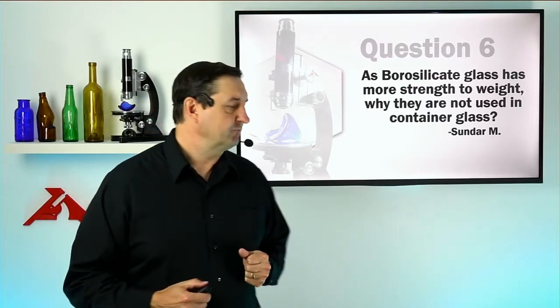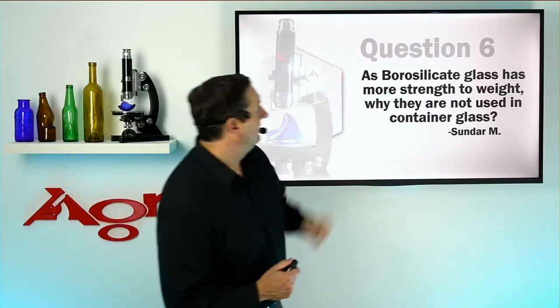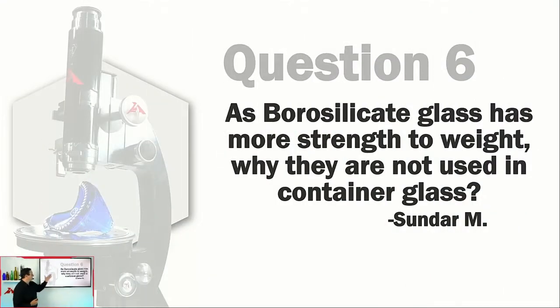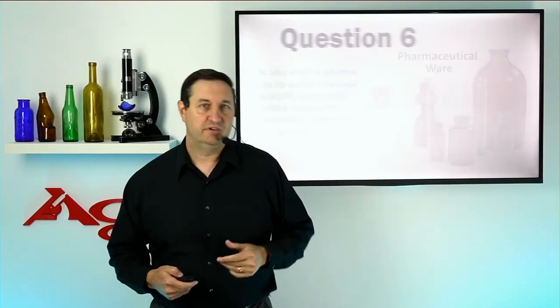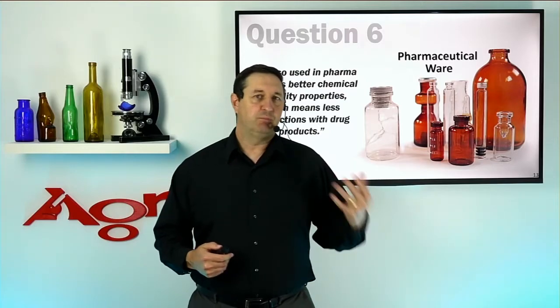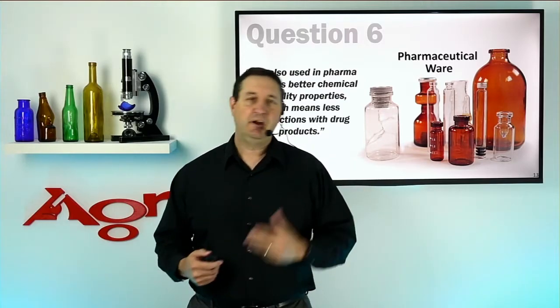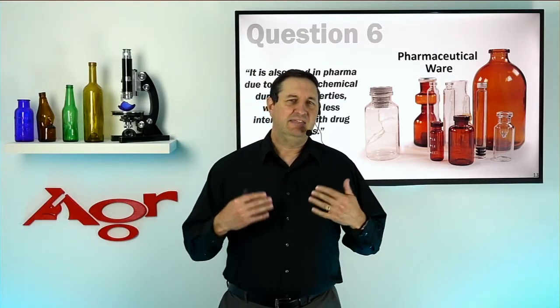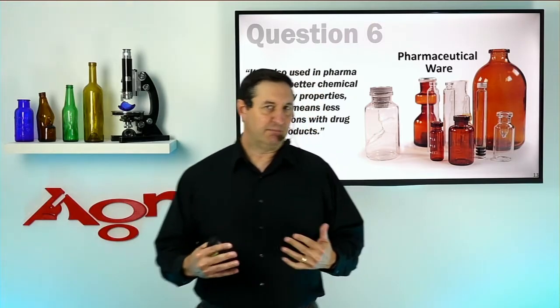Next up, question 6 is asking, borosilicate glass has more strength to weight. Why are we not using that for regular container glass? Well, there's a number of reasons. The first thing we want to realize is that when it comes to borosilicate's strength compared to soda lime silica, that's usually found in a theoretical laboratory setting.